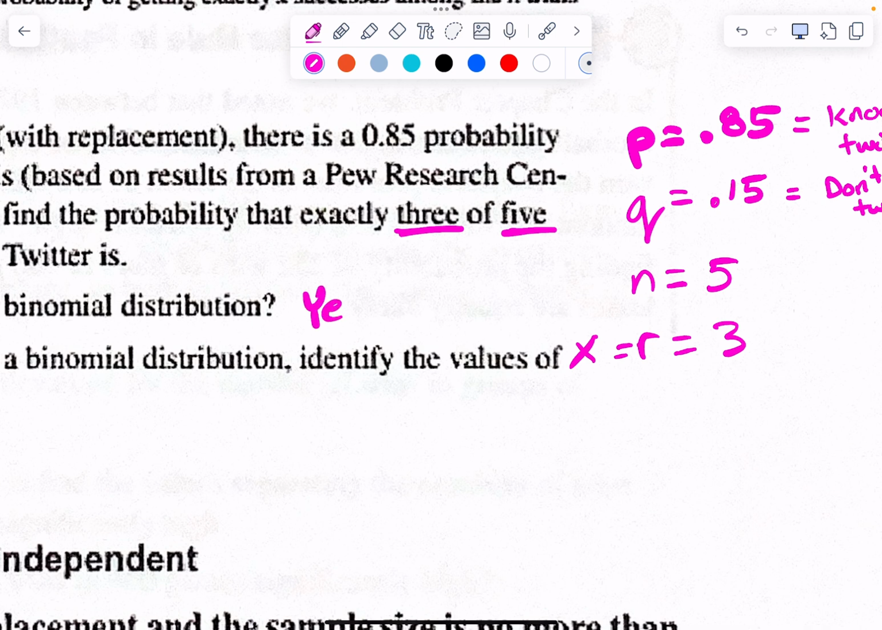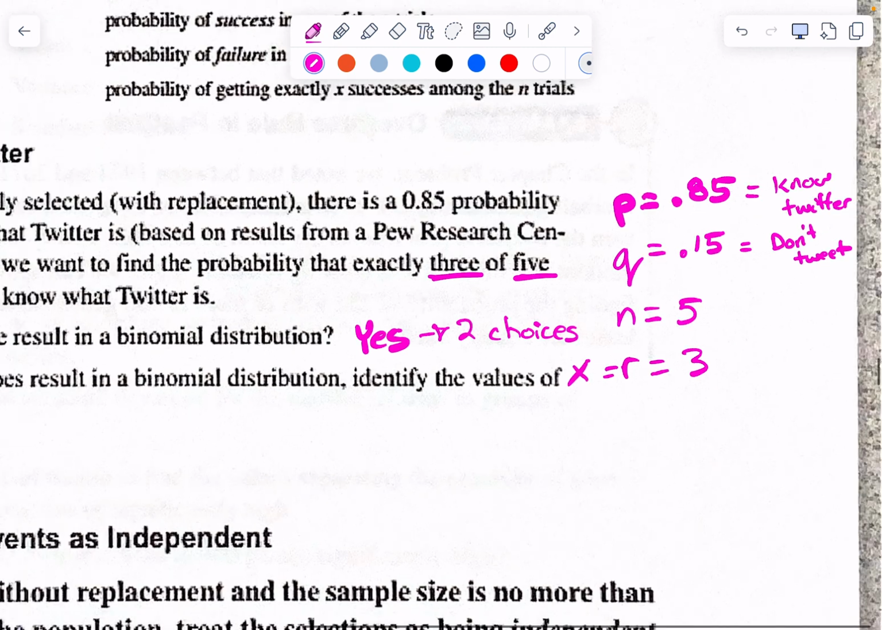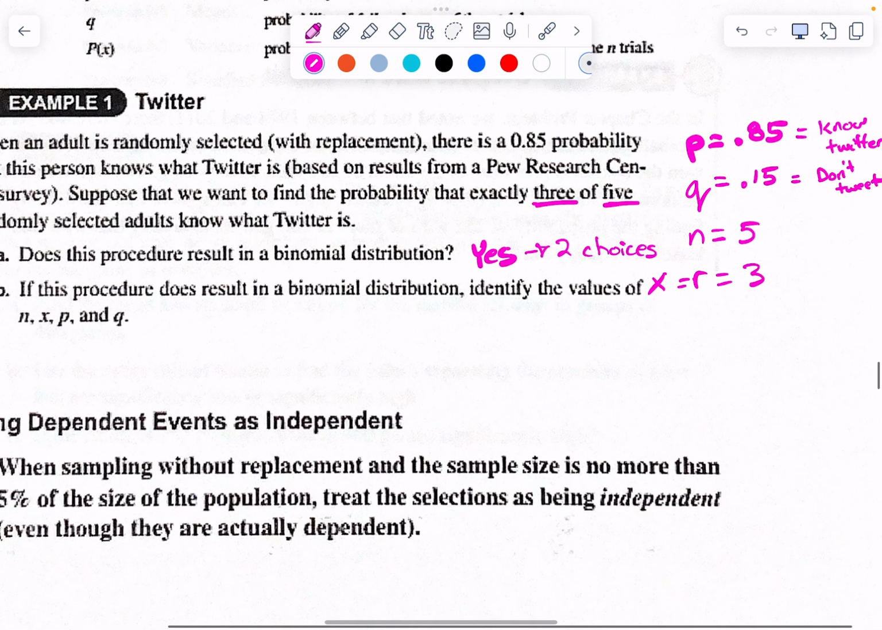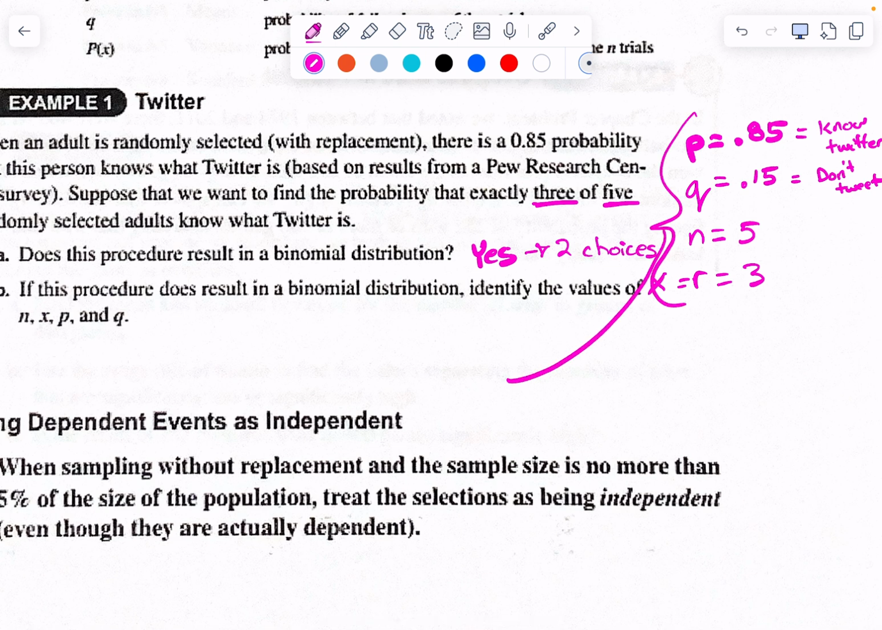Yes, because we either know Twitter or don't know Twitter. We have 2 choices. Either Twitter or not Twitter, right? That's binomial. Binomial means 2, okay? If this procedure does result in a binomial distribution, identify the values of N, X, P, and Q. We did that already. I'm going to go one better, and let's actually find what it is, since we know the formula already.